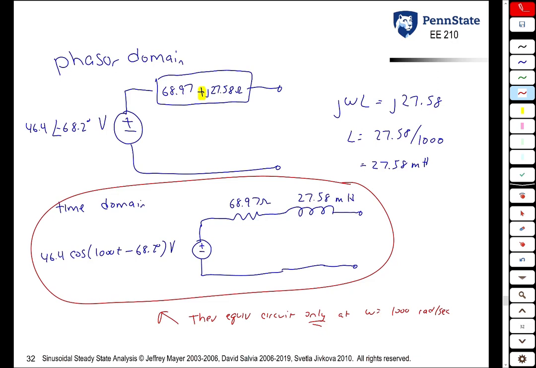Next class, we're going to look at what happens if you have inputs of different frequencies, because in reality, you're typically not going to have inputs of just one frequency, 1,000 radians per second, 100 radians per second, 60 hertz. You're going to have inputs of multiple frequencies. So what do you do in situations like that? We're going to see that you have to use superposition. So we'll pick that up next class.